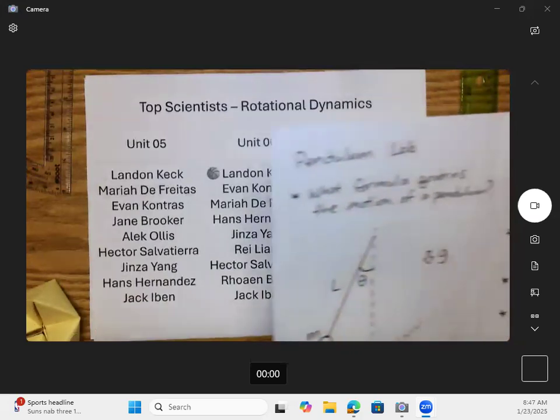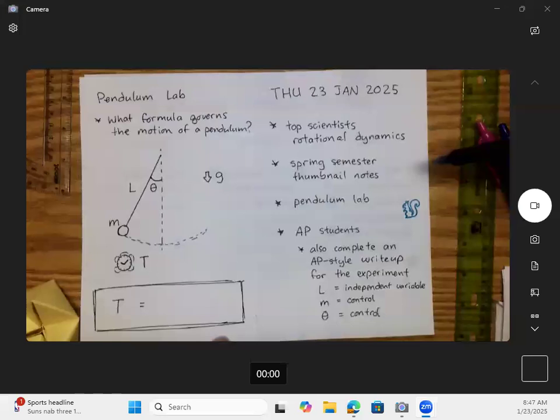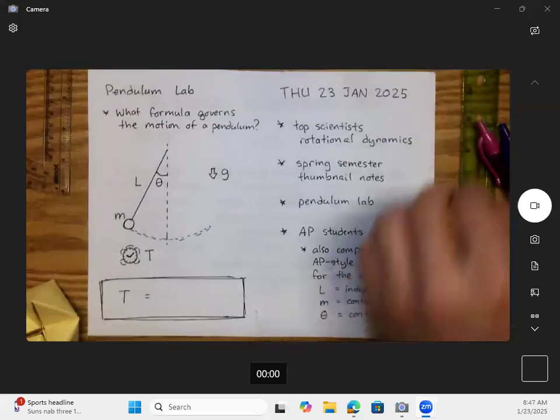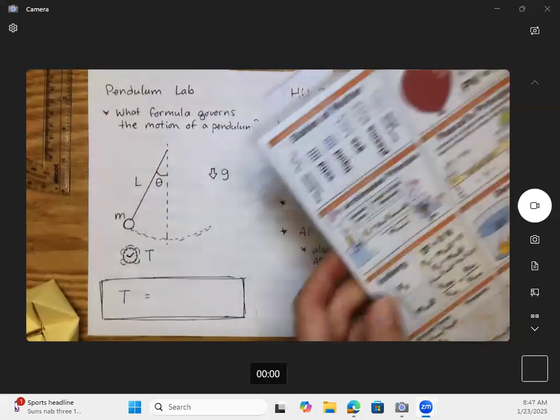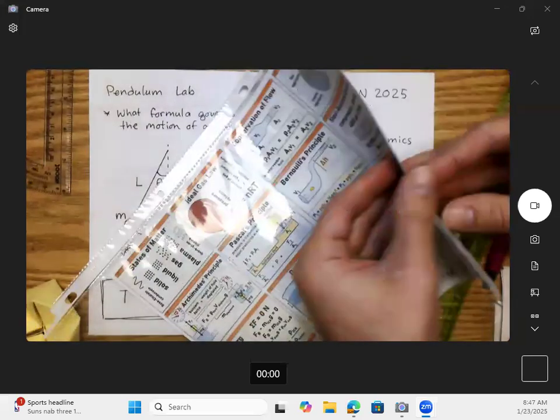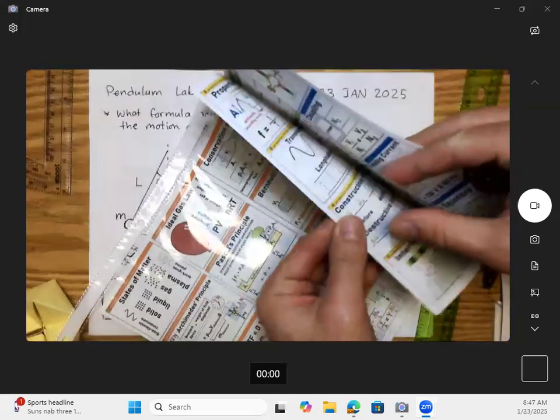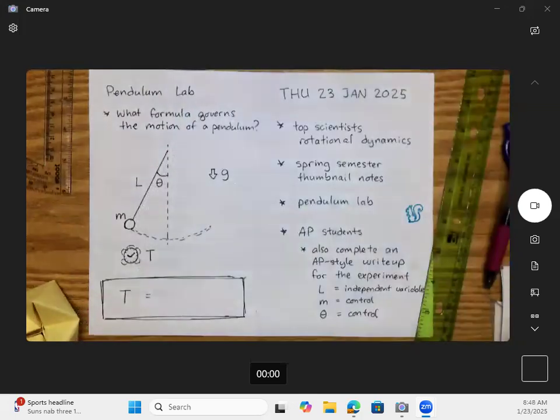We are moving on to the next topic, which is going to be simple harmonic motion. So you guys have new thumbnail notes. Gave you guys the spring version of these. I printed these out over the break a few weeks back. So you guys got a few pages of new topics here.